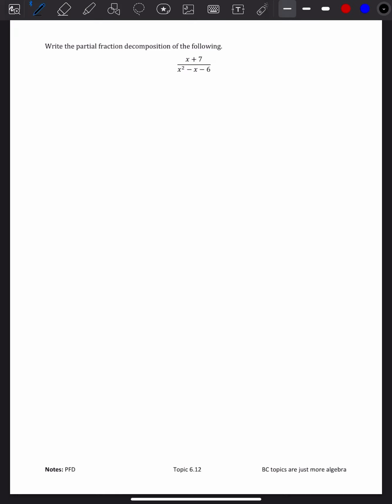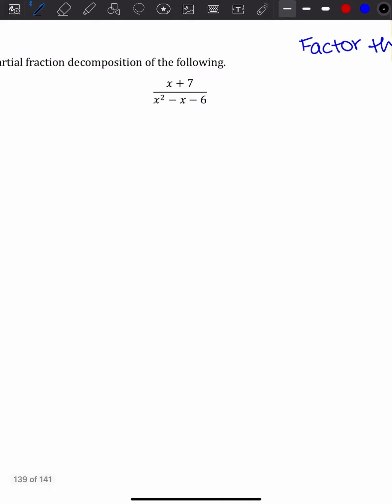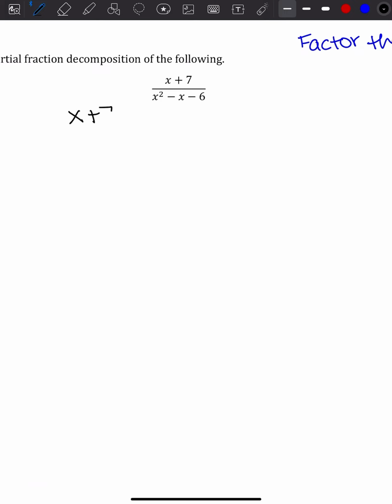So the first thing that we're going to do with partial fraction decomposition is factor the denominator. So step 1, factor the denominator. Because we have this problem out front, I know that the top is still going to be x plus 7. The bottom, we have x plus 2, x minus 3. It multiplies to negative 6, adds to negative 1. So I know that this is going to be good.